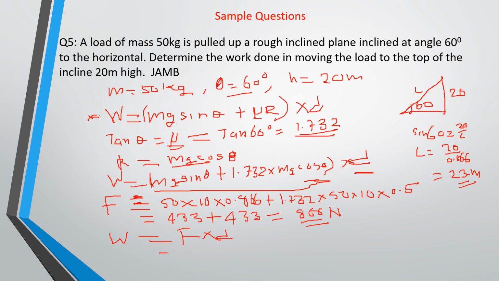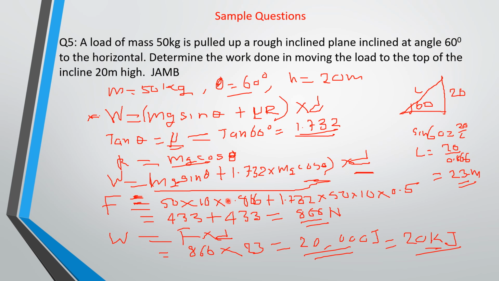Having gotten that, we can now bring them to this equation. The work done is equal to 866 multiplied by 23. Okay, so if you punch that in your calculator, you're going to have 20,000 joules. Okay, so this you can also convert to kilojoules. It will also give you 20 kilojoules.